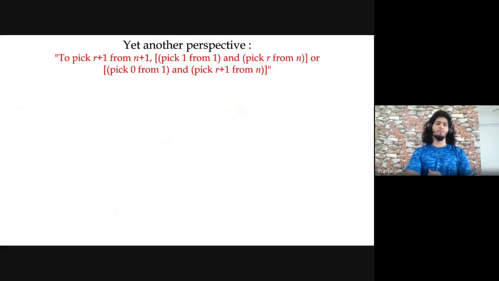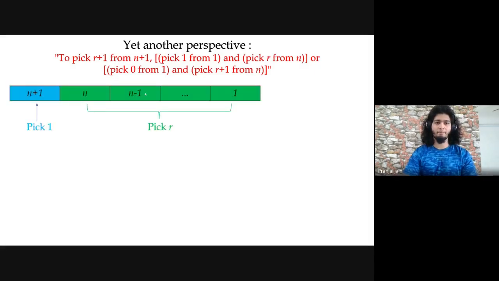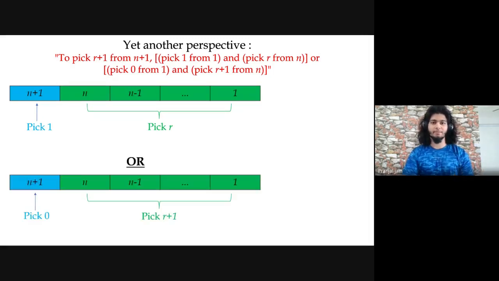So the other perspective on this will look the same at first glance, but it isn't the same. So what I've basically done is, I have n plus one objects, and I basically divide them into two parts. The first part on the left is n plus 1, so it just contains n plus 1. And on the right, you have the numbers from 1 to n. And what I can do is, if I want to pick r plus 1 from this whole set, then I can pick 1 from the left and r from the right, or 0 from the left and r plus 1 from the right.